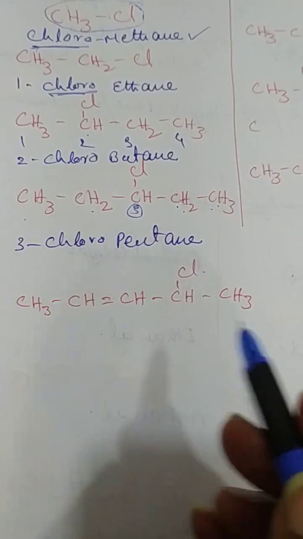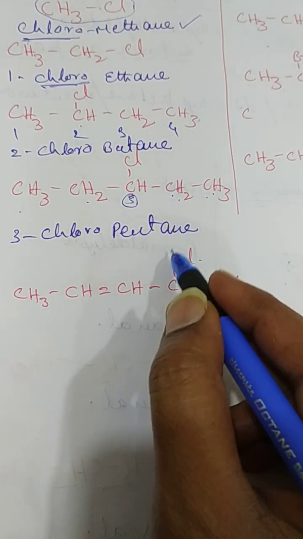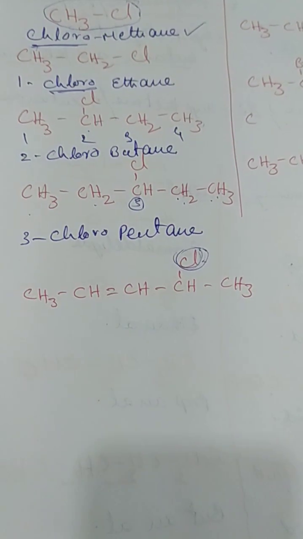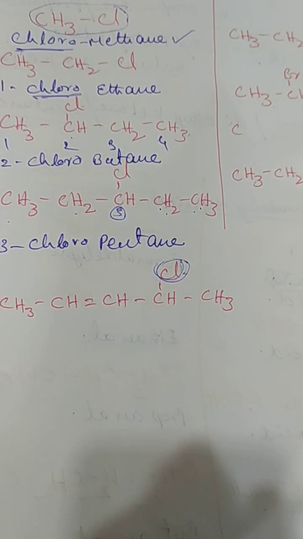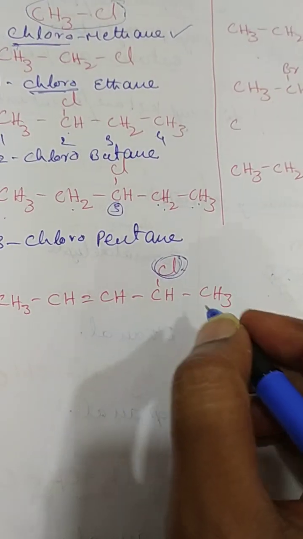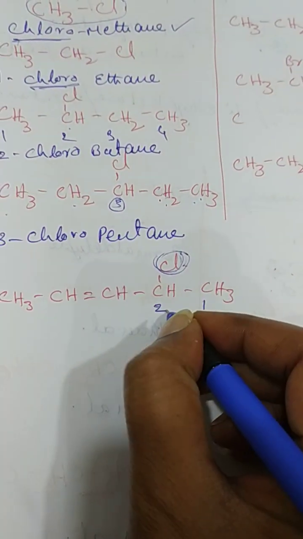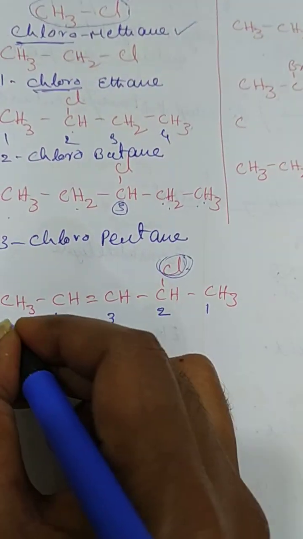The double bond will come later. So the functional group, here chlorine, is at this place. So we have to give the least number to the functional group. We have to give priority to the functional group. Hence the numbering will come from here 1, 2, 3, 4, 5.